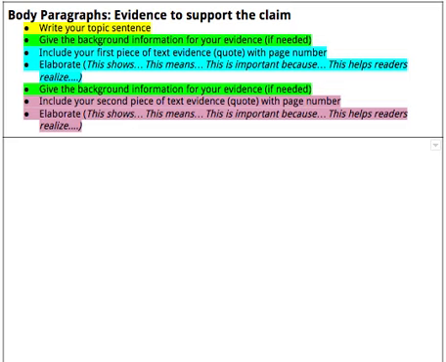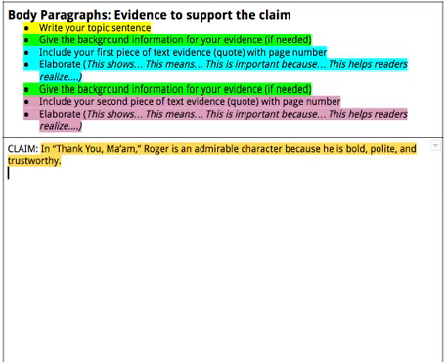Now I'm going to show you how to write a body paragraph for a character essay. The first thing that I like to do when I'm writing a body paragraph is just copy and paste my claim at the top of my document. This helps me stay focused and make sure that everything that I'm doing in the body of my essay is in service to the claim.